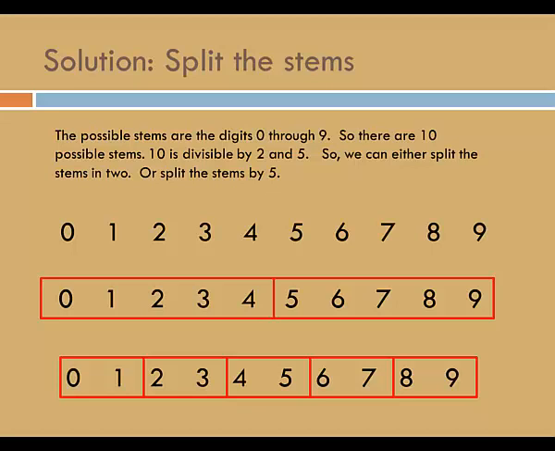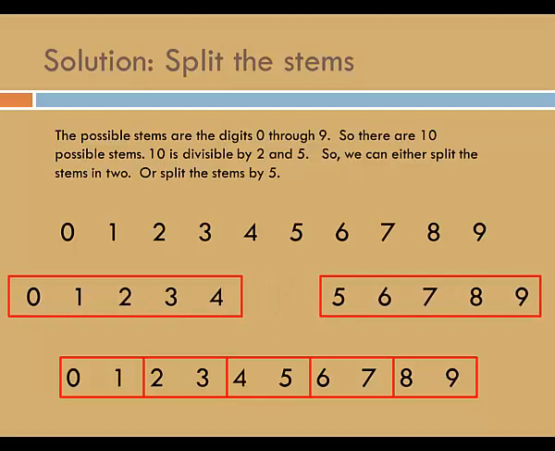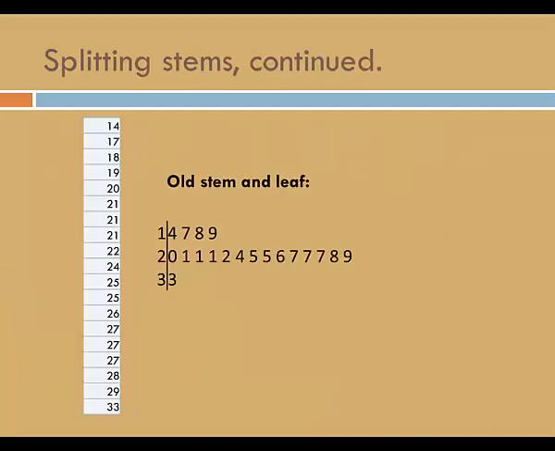Remember that the possible stems are the digits 0 through 9. So there are 10 possible stems. Well, the number 10 is divisible by 2 and 5. So we can either split the stems in 2 or split the stems by 5. Let's see how that works.